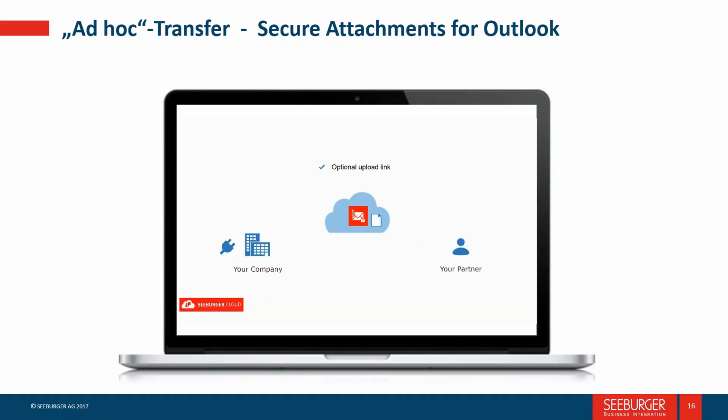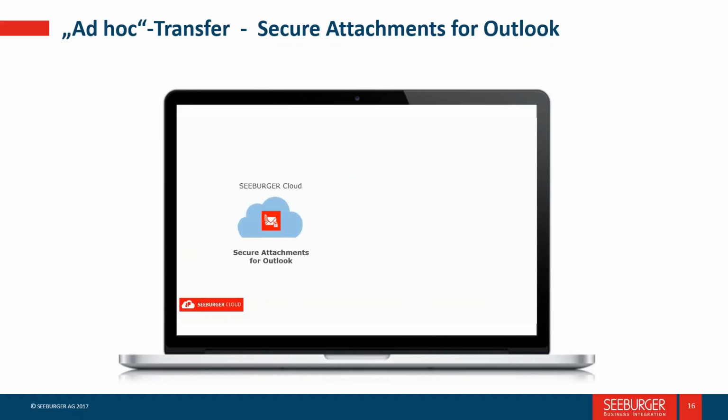You can also provide an upload link so that your partner can provide data to you. That's also about 4 gigabytes large. And of course, you get notifications about all of these transfers. So you have the full control of what has been exchanged.